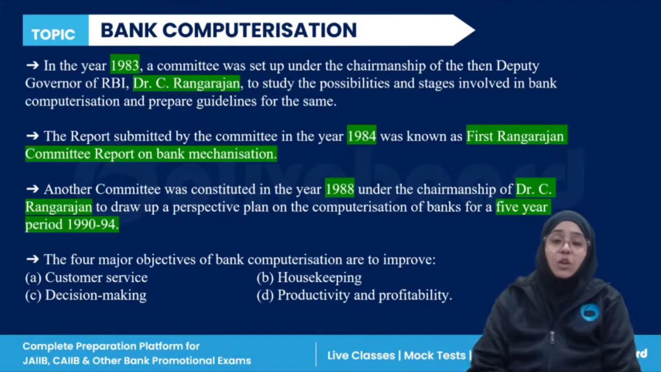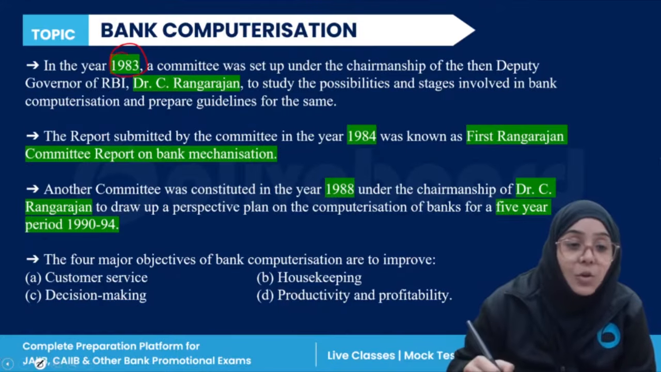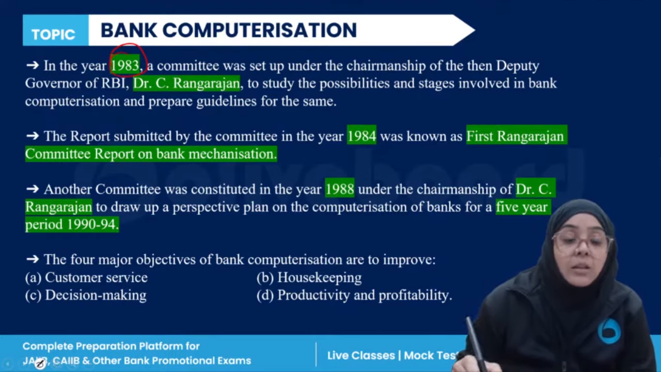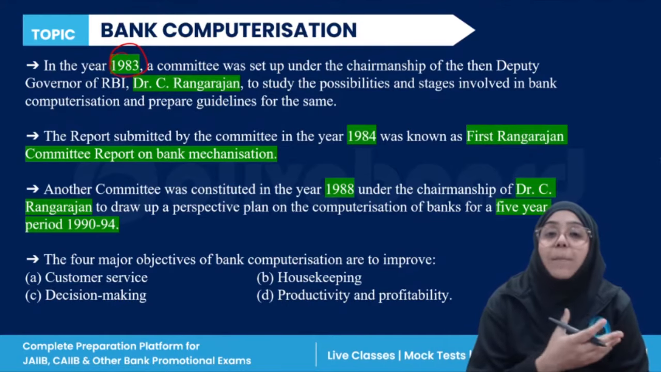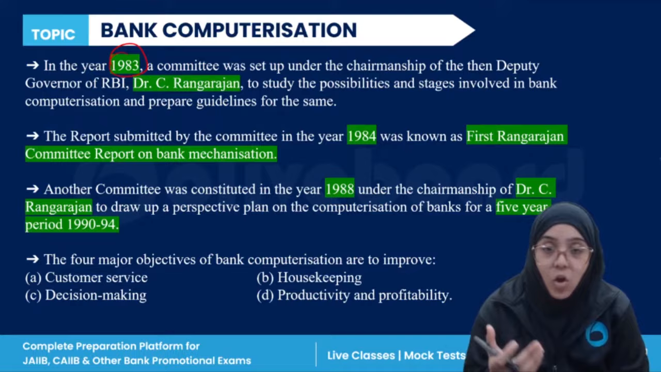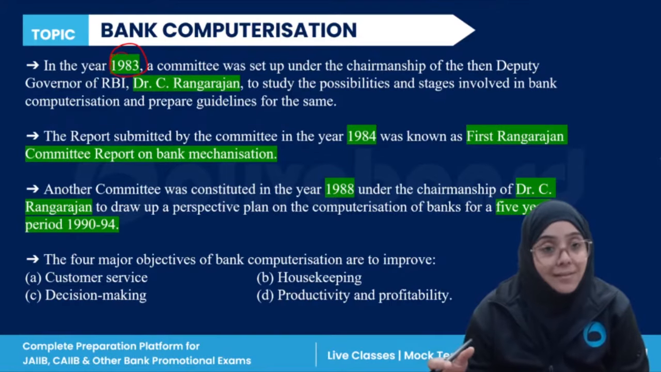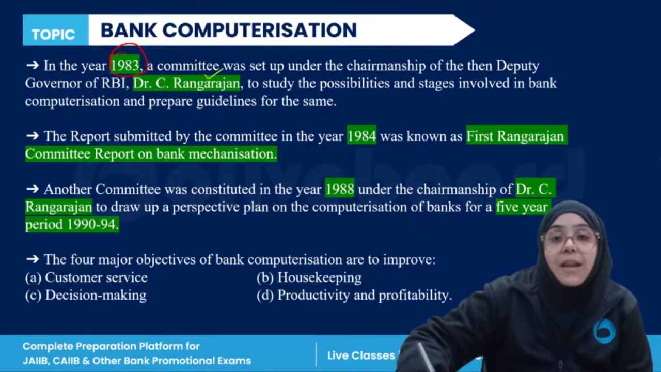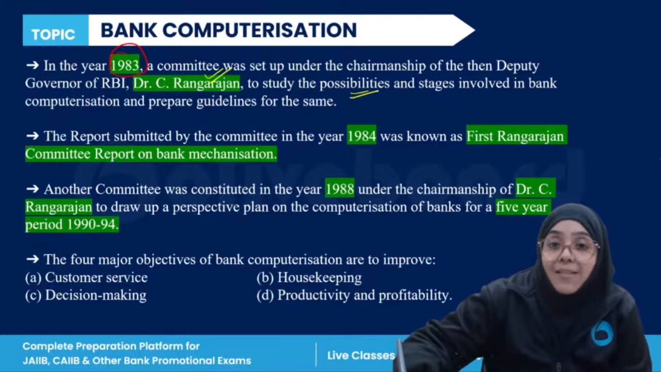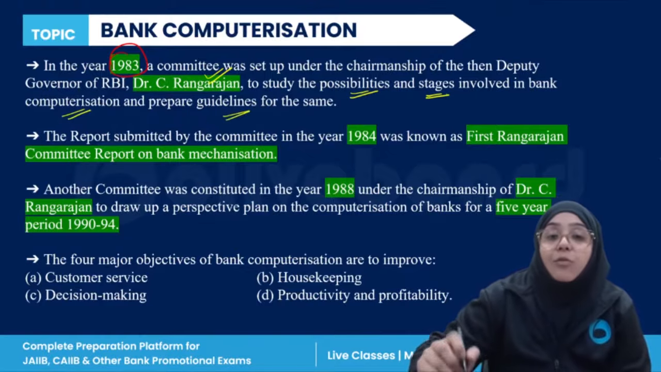First of all, if we talk about the bank computerization, it was started in year 1983. The concept that the bank should have a computer or the banking system should be done through computerization, or there are stages and possibilities that you have to involve computerization in the banking system, and you have to prepare guidelines for the same. So for the introduction, in year 1983, Dr. C Rangarajan committee has actually represented the possibilities and stages to involve bank computerization and prepare guidelines for the same.